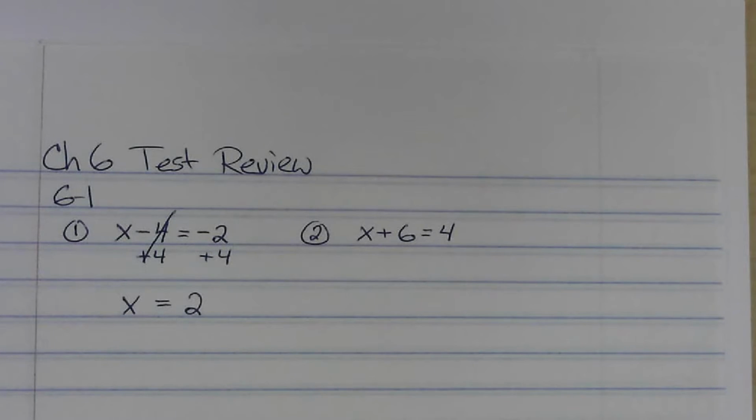Question 2, we have x plus 6. The opposite of plus 6 is minus 6. The 6's cancel, and 4 minus 6 is negative 2.